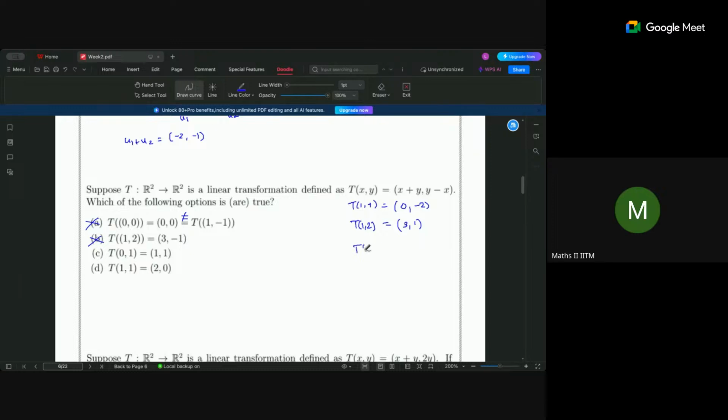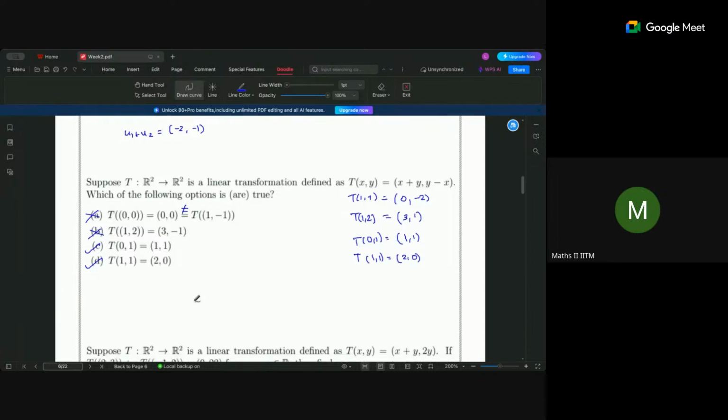What about T of 0 comma 1? 1 comma 1. It is correct. So here it is 1 comma 1 and this is correct. What about T of 1 comma 1? 2 comma 0. It is correct. Okay, so this is also a simple one.